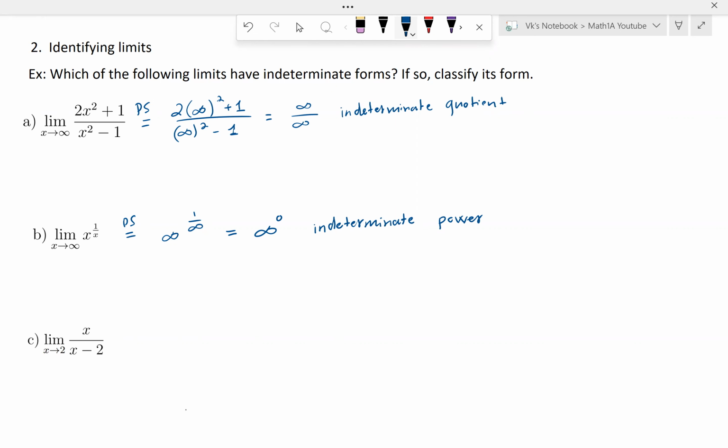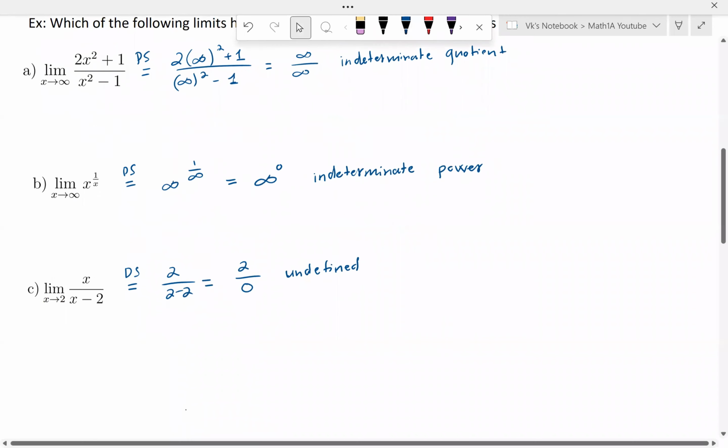In C, limit as x goes to 2 of x over (x minus 2). Direct substitution: we have 2 over 2 minus 2, so that is 2 over 0. This is undefined, not an indeterminate form, because we cannot divide a real number by 0. Let's move on.